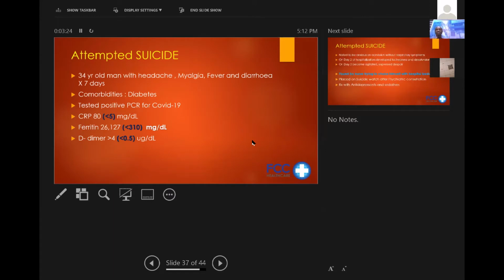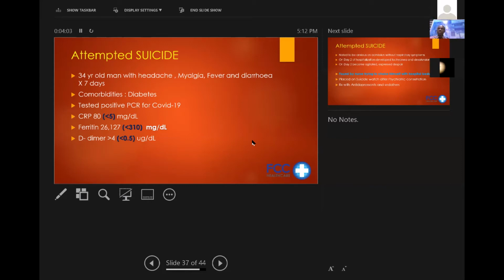Second patient I would like to present, a 34-year-old gentleman who presented with headaches, myalgia, fever, and diarrhea of 7 days duration. Quite interesting. When he came, he was quite stable as far as his respiratory and cardiovascular system were concerned. His comorbidity, diabetes. Even though he looked rather stable when he came in, he had very abnormal inflammatory markers as shown on the screen. His CRP more than 14 times the upper limit of normal. His D-dimer levels extremely elevated.